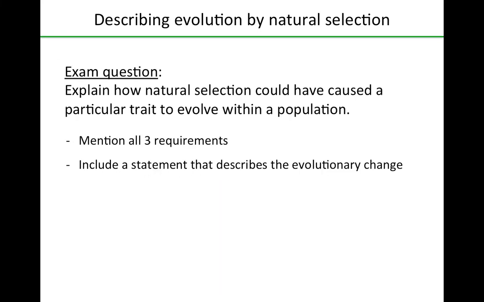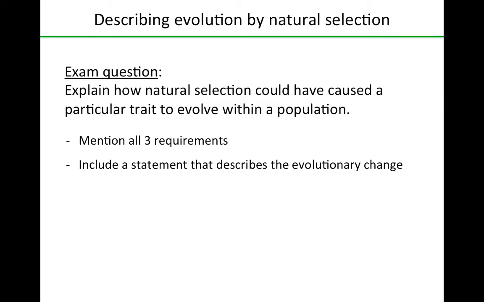Okay, and so I'm going to end here. So I've gone through all of these examples of defense traits evolving in prey or host populations because, just to remind you, there's going to be a question on the exam where I'm going to ask you to explain how natural selection could have caused some particular trait. So I will give you a trait on the exam to evolve within a population. So when you're answering this question, I want you to be able to mention all three requirements that must be met for natural selection to occur, and then also include a statement that describes the evolutionary change.